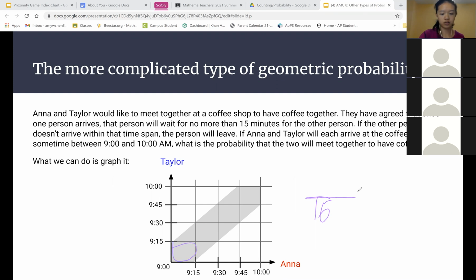has 1, 2, 3, 4, 5, 6, 7. Sorry, 7 squares. So in fact, the probability of the two meeting together to have coffee is 7/16.